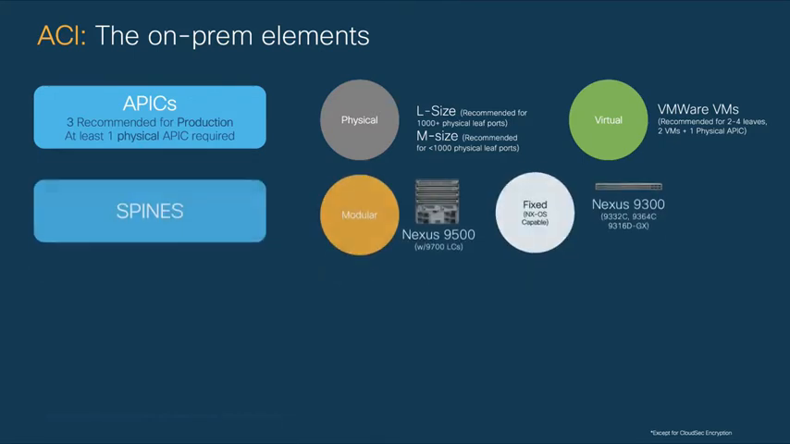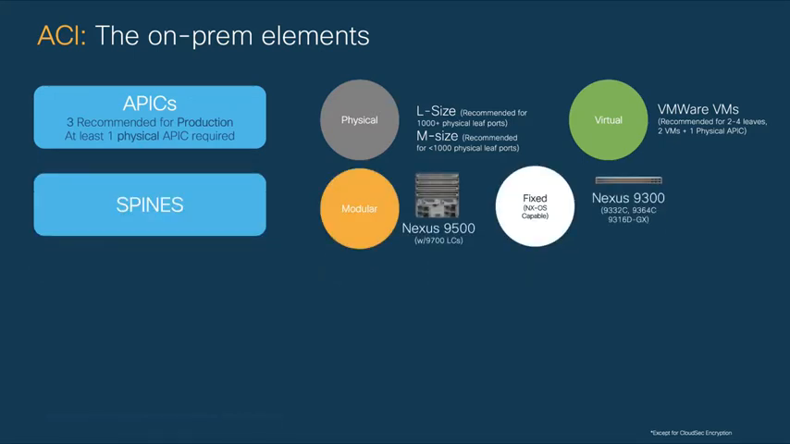Then, the spines. Think of them as your distributed backplane for your ACI network. This will allow us to communicate leaf switches between each other. We will cover leaf switches in just a second. The more leaves you have in your networks, the more ports you will need at the spine layer, so make sure you choose the right fixed or modular model based on your leaf needs.